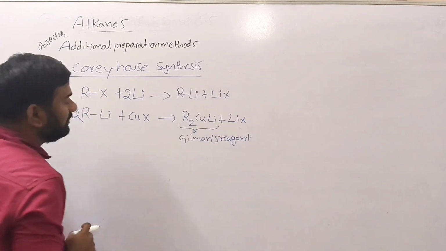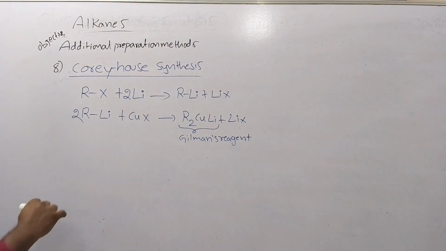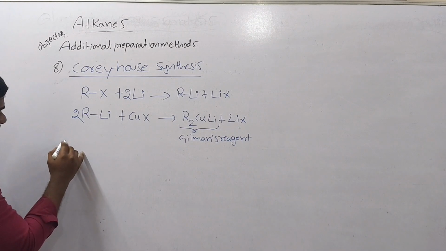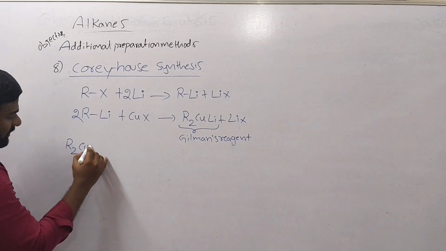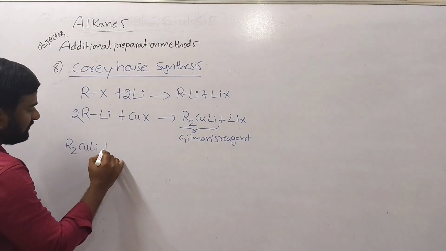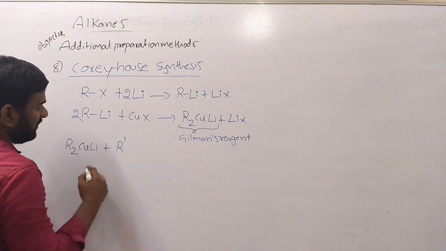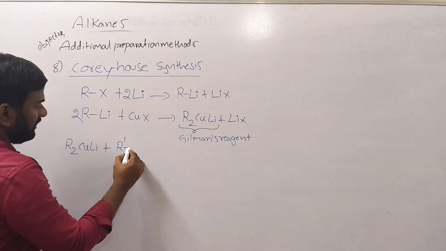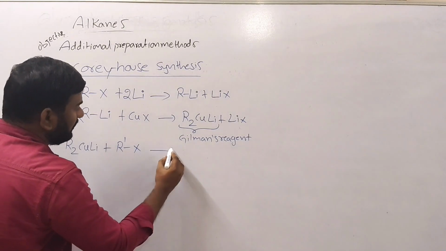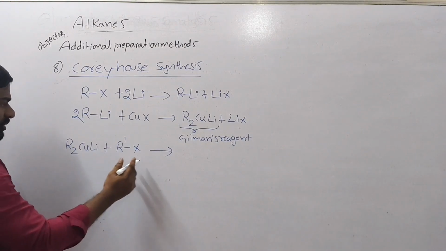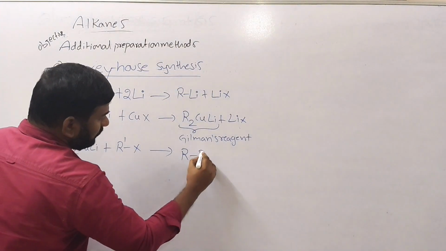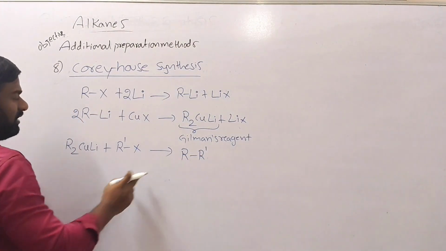Okay, by using this only we can prepare the alkanes. Here we can prepare the higher alkanes. So this dialkyl copper lithium reacts with one more alkyl halide. It may be the same alkyl group or a different alkyl group. Then from this alkyl group and this alkyl group, both are combining to form one alkane. Here a carbon-carbon bond is forming.